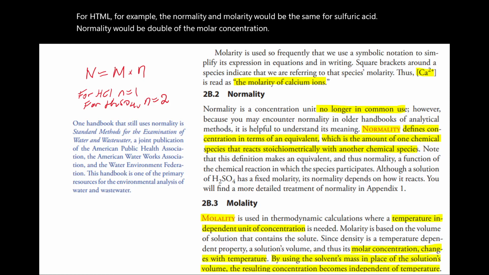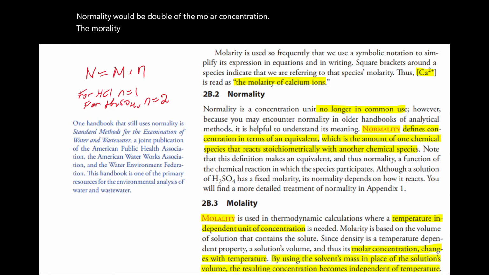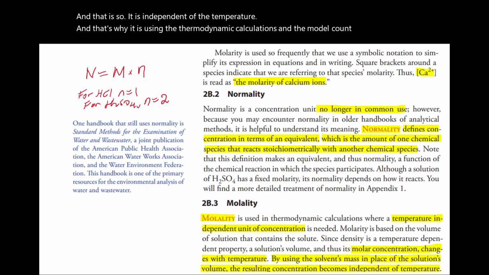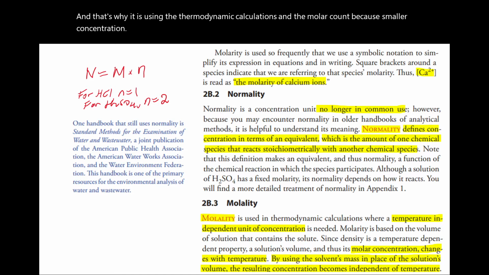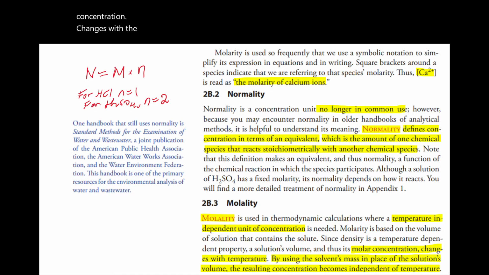The molality is the moles of the solid divided by the kilogram of the solvent, so it is independent of the temperature, and that's why it is used in thermodynamic calculations. Because molar concentration changes with the temperature, because the molar concentration is the moles of the solid divided by the volume of the solution.